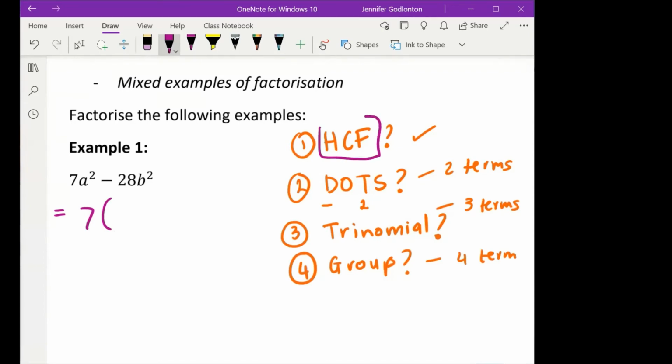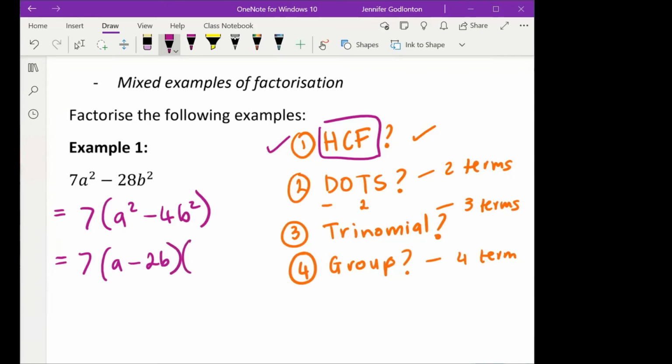It's 7's common. Yes, it's the highest common factor. Good. 7 is our highest common factor. Excellent. Okay, so we take that 7 out. What do I have left inside my brackets? A squared minus 4b squared. Beautiful. Okay, cool. So now we've taken out our highest common factor. Now we see, is there something else I can do? Yes, ma'am. What else can I do? A minus 2b.